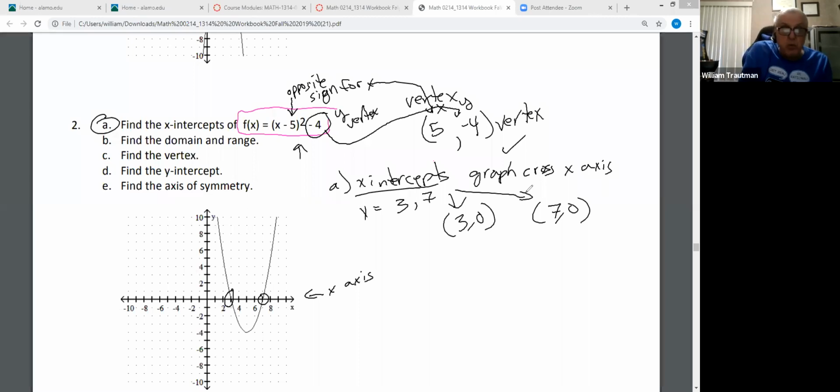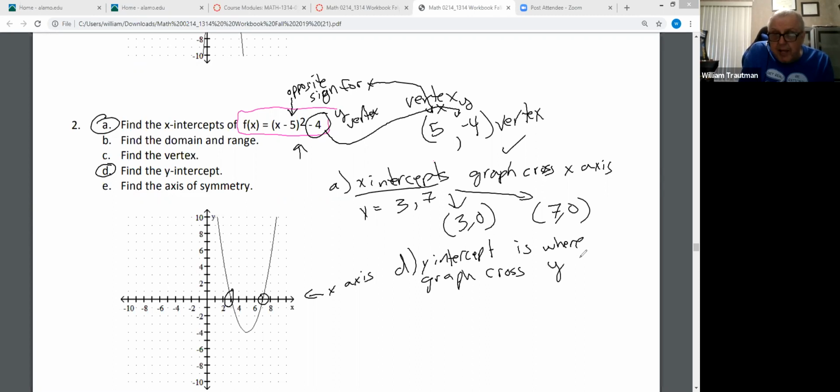Okay. Now we have to find the x-intercepts. We did that. Oh, they said find the y-intercepts. Let's do that. The y-intercept is where the graph crosses the y-axis. But this graph keeps on going up and to the left. I'm not sure where it crosses. It crosses somewhere, but I'm not sure.